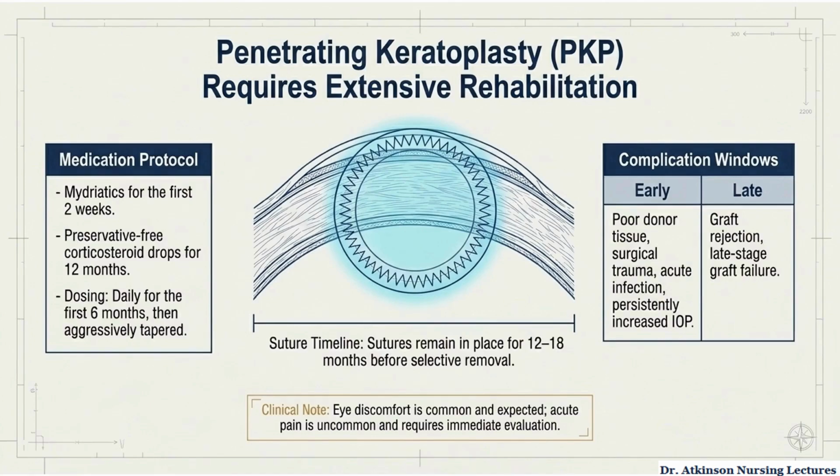Penetrating keratoplasty is a full-thickness corneal transplant that requires long-term rehabilitation and monitoring. Patients typically remain on corticosteroid therapy for up to 12 months, with sutures often staying in place for 12 to 18 months before selective removal. Early complications include infection, elevated intraocular pressure, and poor donor tissue function, while late complications include graft rejection and graft failure. High-yield point: acute eye pain after PKP is abnormal and requires immediate evaluation.